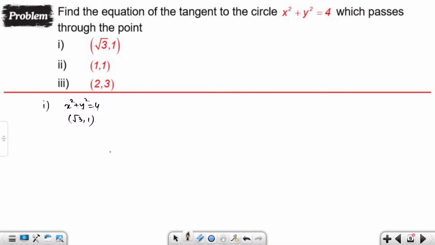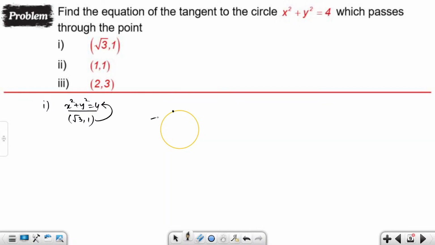So how to find out this? Now we can easily see that the point (root 3, 1) is lying very much on the circle, isn't it so? If you put root 3 and 1 in this equation, it is going to satisfy. So this point is very much on the circle.